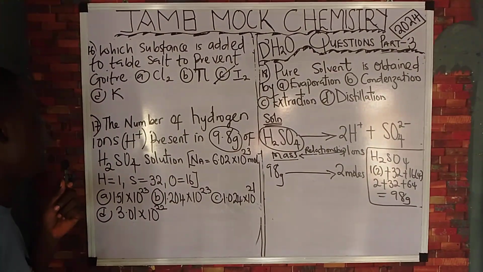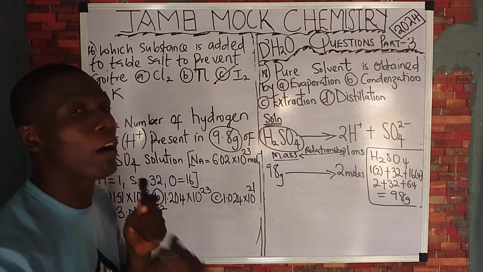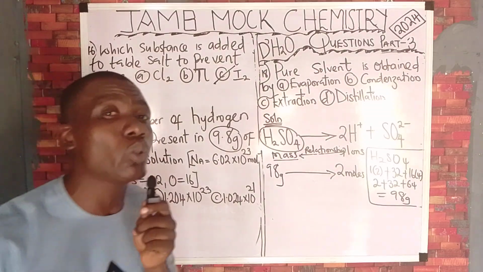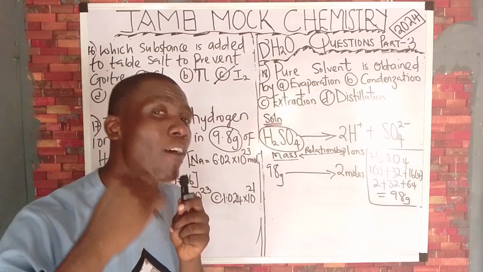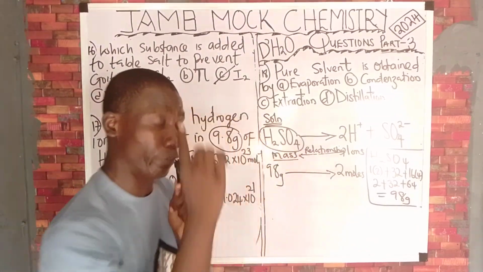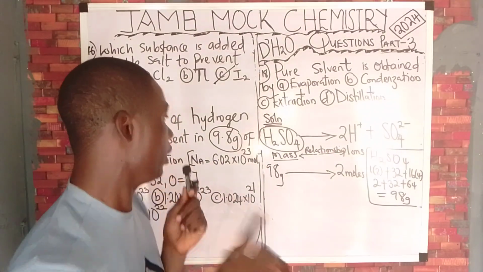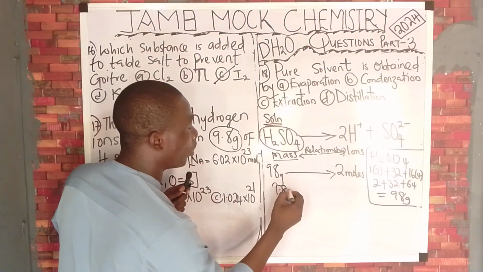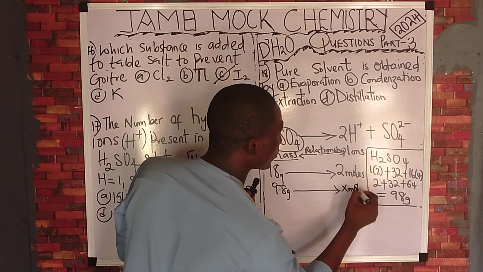The question now asks what will be the number of ions. Before you can calculate the number of ions, number of molecules or number of atoms, you need to know the number of moles, because the number of ions is the number of moles times Avogadro's constant. So we need to know the number of moles first, but have it in your mind that we are looking for the number of hydrogen ions. Now the question says 9.8 gram will give us X mole.